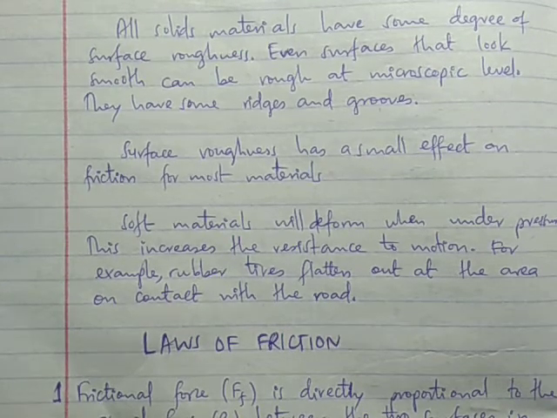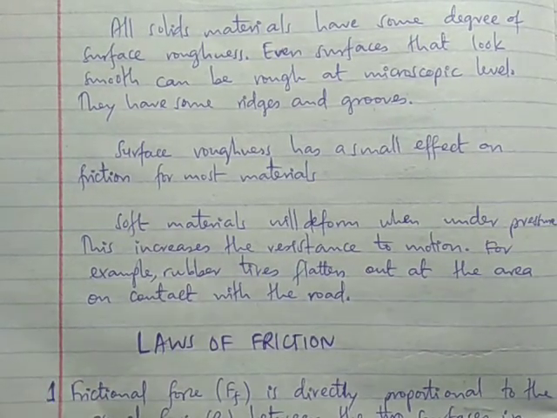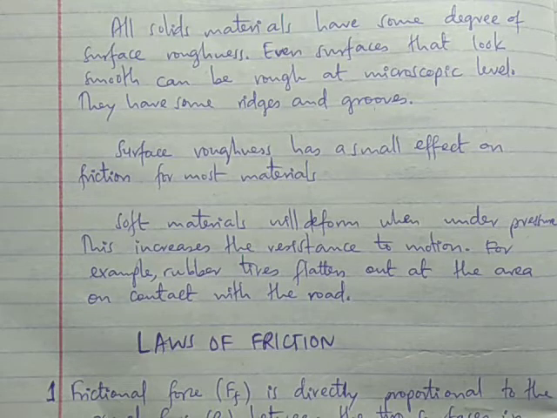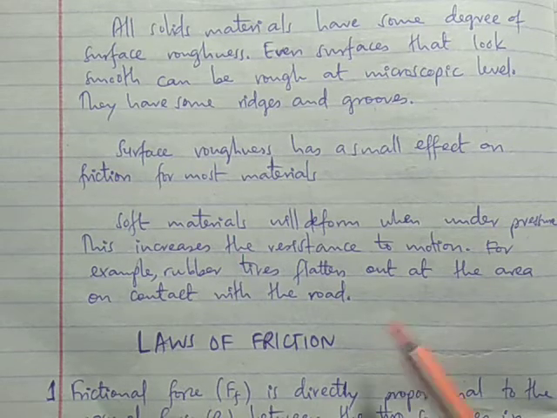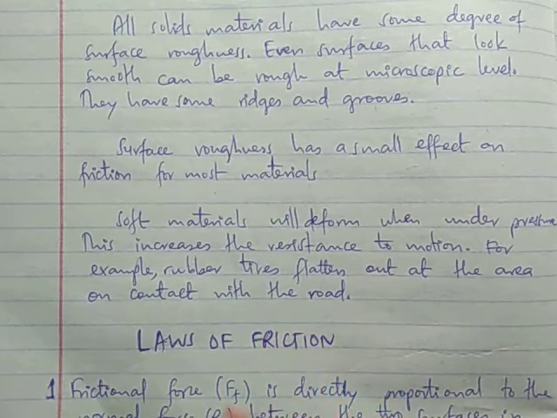Kwa mfano unakuta rubber tires, yani matairi ya magari, pale ambapo panakuwa na pressure ndio imekalia chini, unakuta ime deform, yani haijawa kwenye shape yake ya kawaida. Hivyo ndio tunasema kwamba for example the rubber tire is flattened out at the area of contact with the road. Hiyo ni kutokana na pia friction kati ya soft materials pamoja na hard material. Friction kati ya road pamoja na tiles za hiyo road.